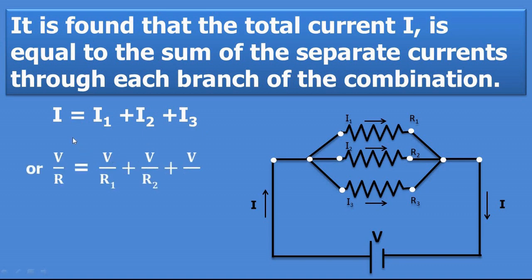On applying Ohm's law, we can write I as V upon R. Similarly, I1, I2, I3 as V upon R1, V upon R2 and V upon R3. The potential difference V is a common factor and we can take it out, and 1 by R equals 1 by R1 plus 1 by R2 plus 1 by R3.